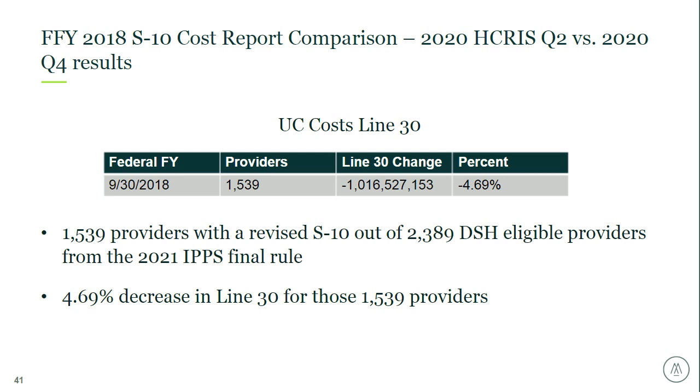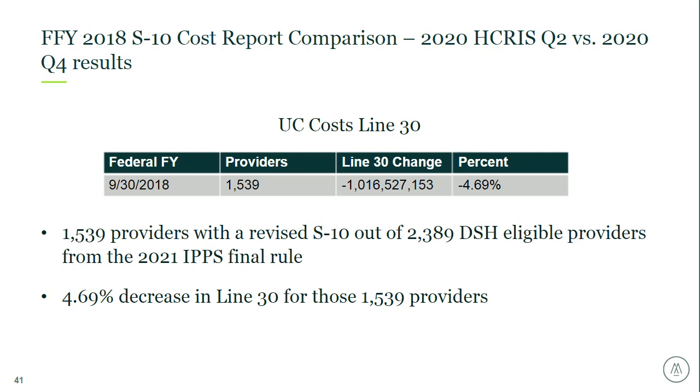reviewing the results of these audits to see the impacts that these reviews had on providers' S-10 totals. We'll highlight any trends we see and then take a closer look at what kind of impact these revisions can have on a hospital's federal UC payment. The analysis we're presenting today from HCRIS is the change in federal 18 S-10 cost reports that occurred between June and December 31st, 2020. So this is the time period that these audits were being conducted and many were finalized.